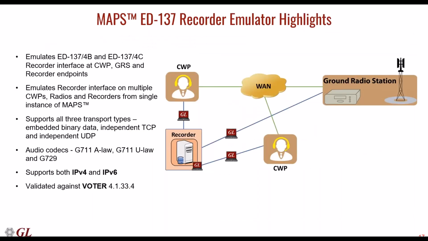So let's go deeper into the recorder emulator highlights here. We support both the B and C versions of the recorder interface. Here we can act either as a recording client or as a recording server. When I say recording client, it could be that I'm acting as a recording client at the CWP or at the ground radio station. In the case of the CWP, I may be trying to simulate the air-to-ground recording, or I can even try to simulate the ground-to-ground recording.